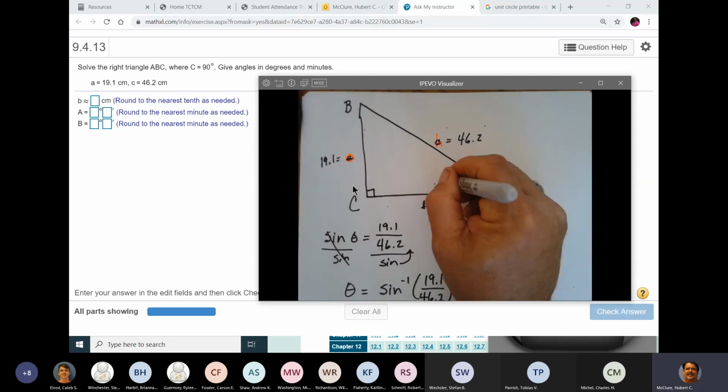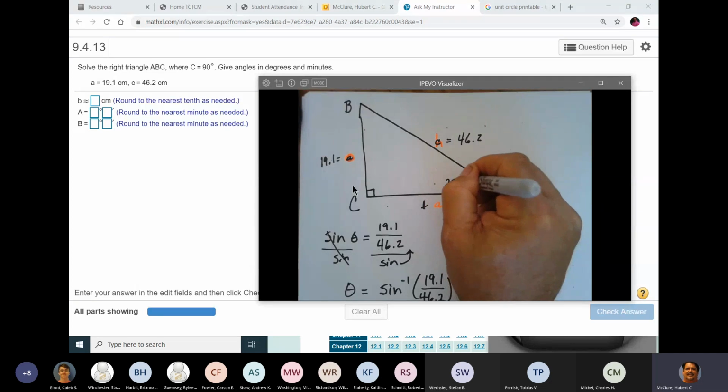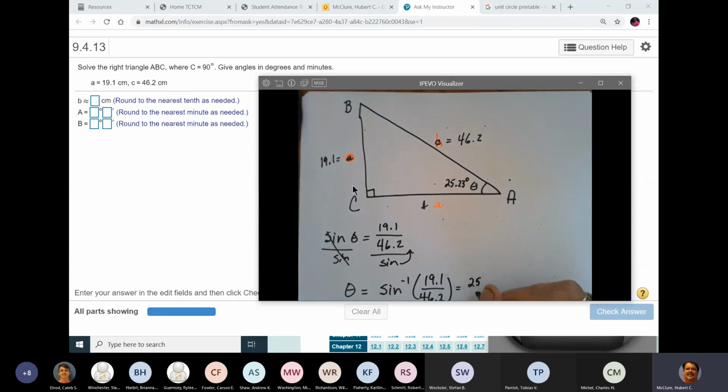So 25.23 degrees. Okay, now somebody subtract that from 90, and that's angle B. Oh gosh, I'm about ready just to quit. 90 minus 25.23. That's not going to work. Well, 64.77.